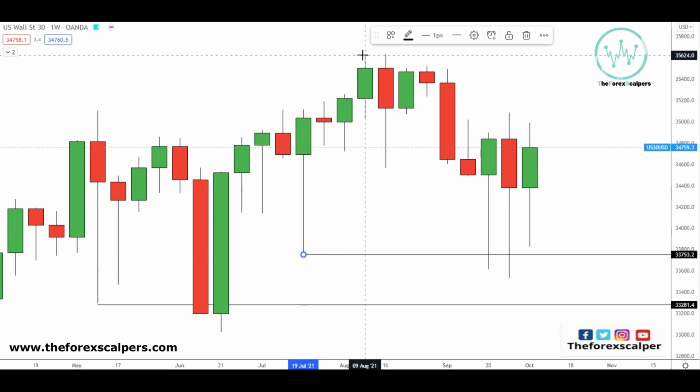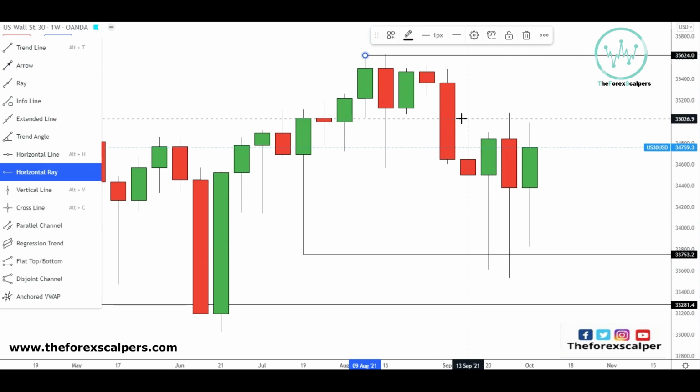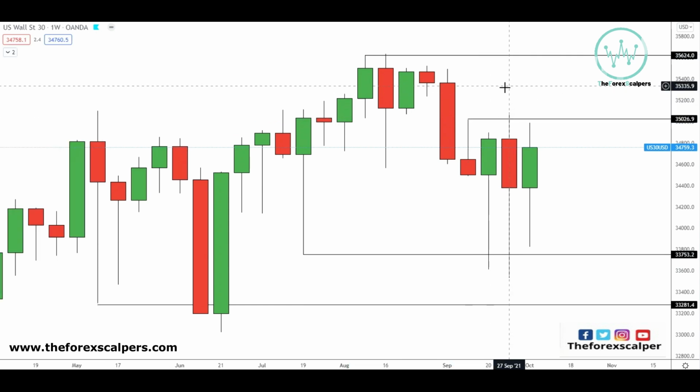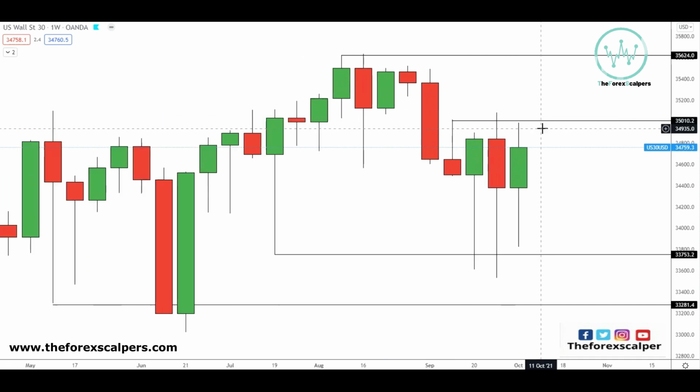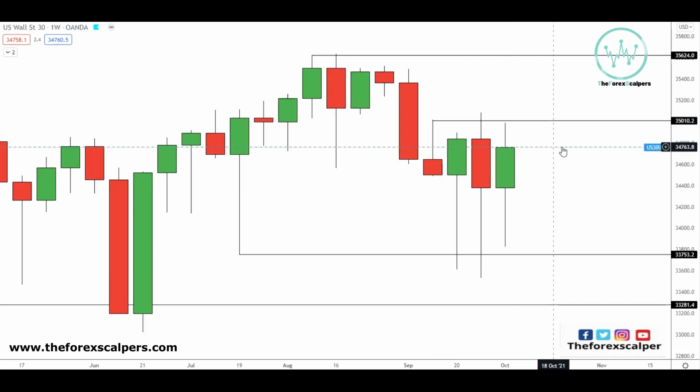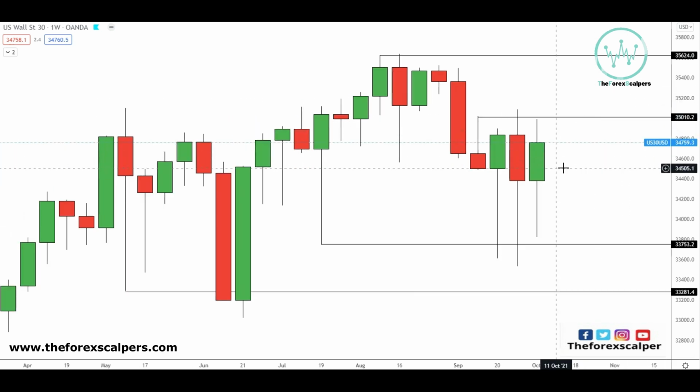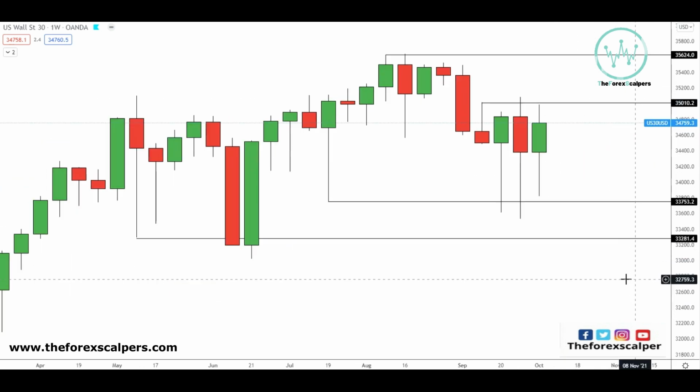We have a highest point right here. And we have another level right here. Okay, right here. Now we have four levels in front of you. And you can see how price trades between these levels. Okay, so these are your four most important points at this point in the markets.